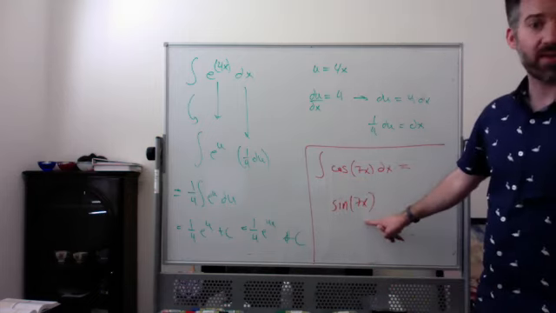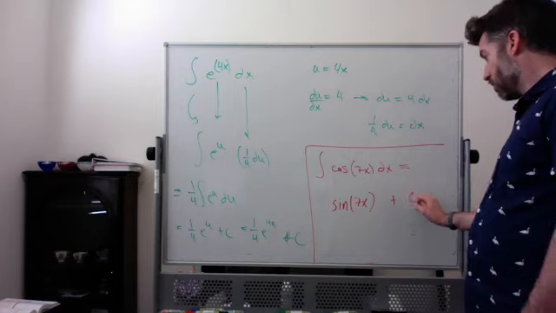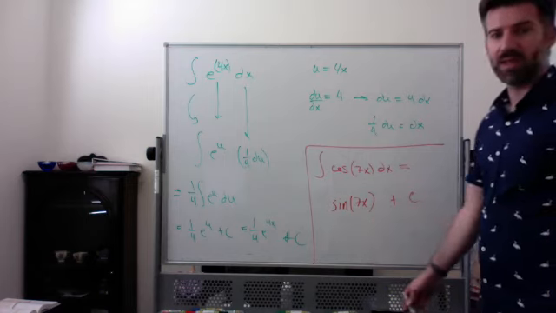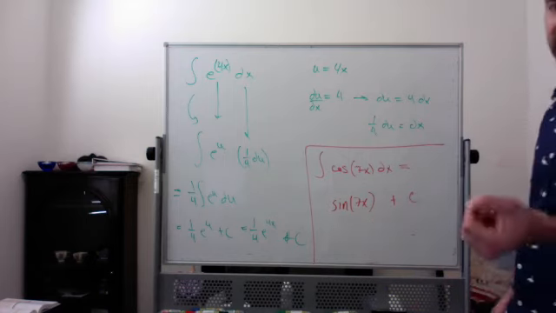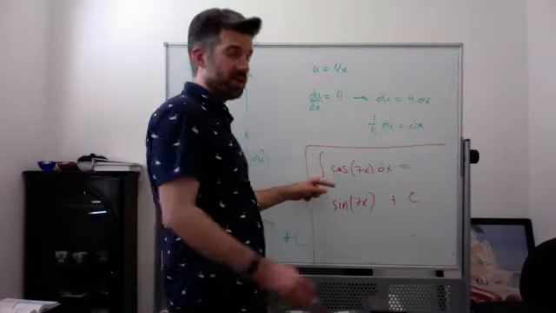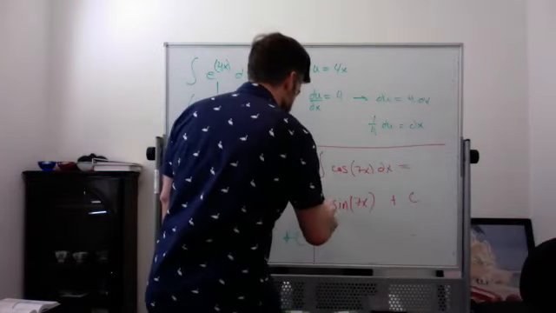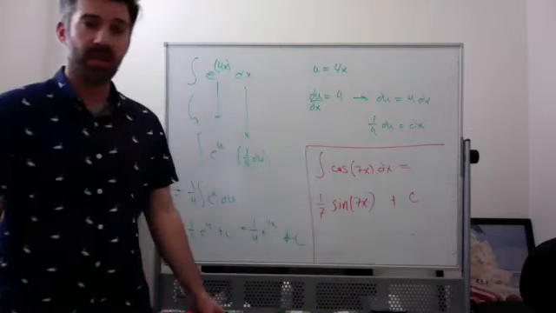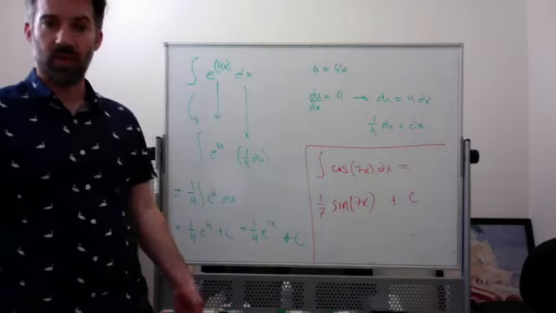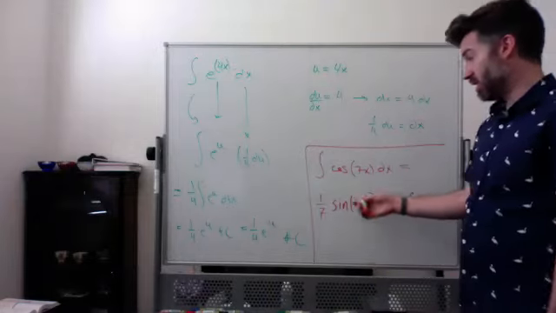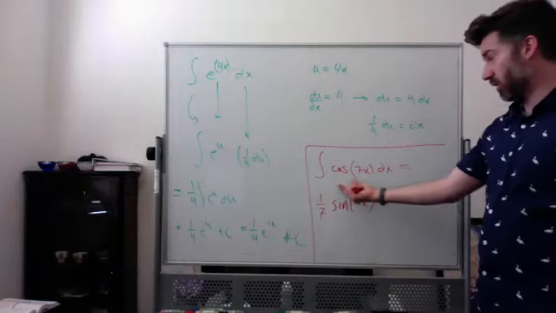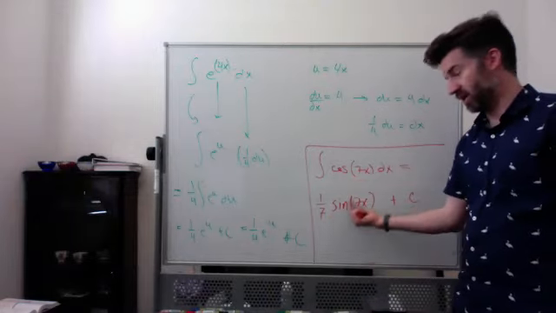This isn't exactly right yet. Why isn't this right? Well, because what's the derivative of sine of 7x? It's cosine of 7x times 7. But I don't have a times 7 here. So I need a 1/7 to compensate for the 7 I would multiply by when I differentiated. So this is actually the answer. The integral of cosine of 7x is sine of 7x divided by 7.